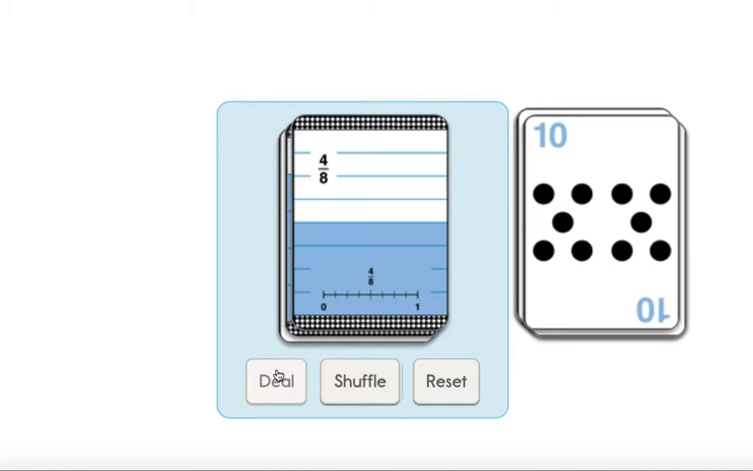Sometimes we have patterns of dots. Notice here we have 10. We actually have 1, 2, 3, 4, 5, and 1, 2, 3, 4, 5. So you can remember 10 as being 5 plus 5.